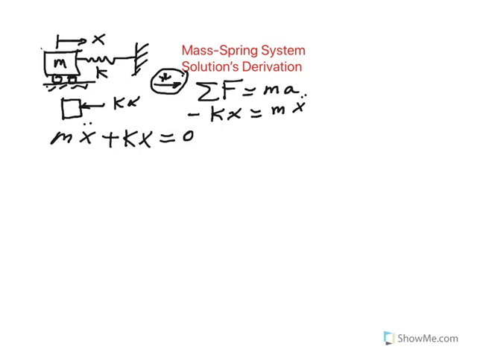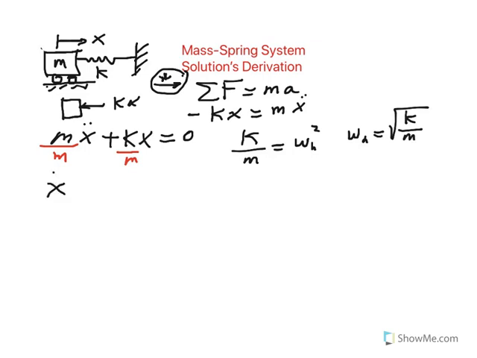To put this in a convenient format so that we can go ahead and solve it, we normalize by dividing by mass, and we call k over m, the ratio of k over m, the natural frequency squared. In other words, the natural frequency omega n is the square root of k over m. So this differential equation becomes x double dot plus omega n squared x equals 0. What I want to show you now is the solution to this differential equation for a simple system with a mass and a spring.